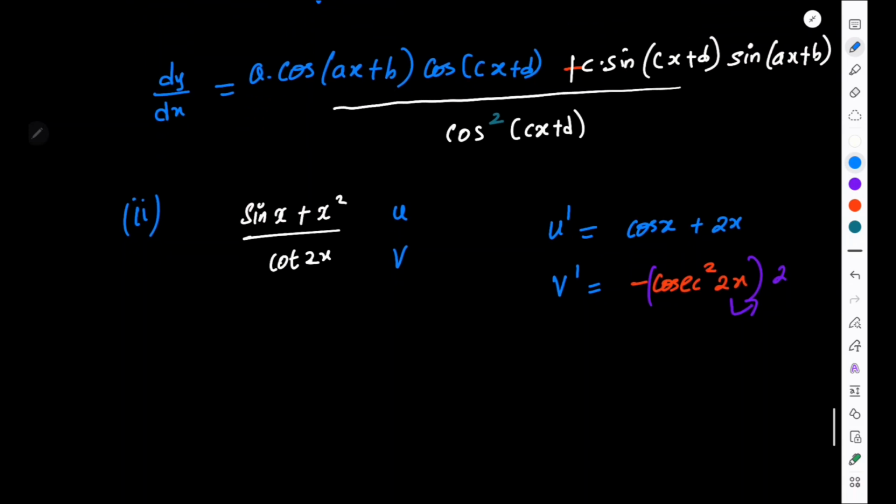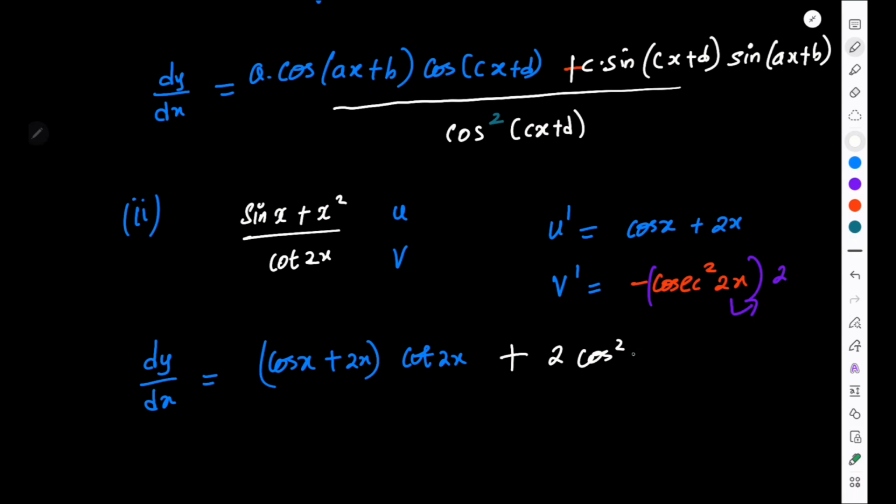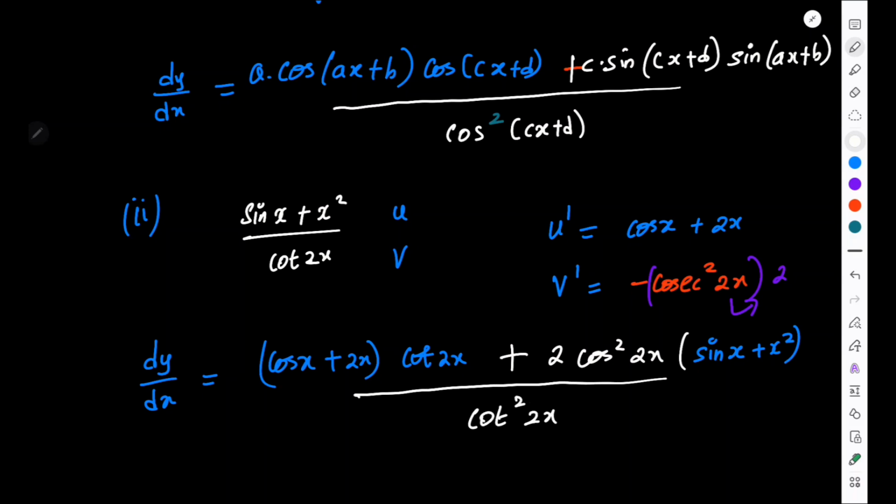Right, now you have to substitute back in the u by v formula. So u dash cos x plus 2x into v, which is cot 2x, minus of, again minus, minus of minus becomes plus, so 2 cosecant square 2x into, we have u as sin x plus x square, and divided by v. What is v? Cot square 2x. Yes.